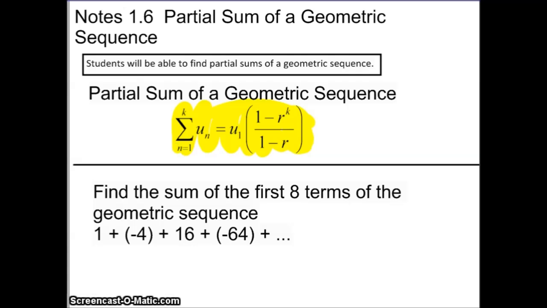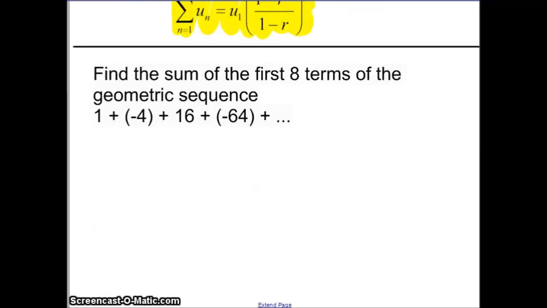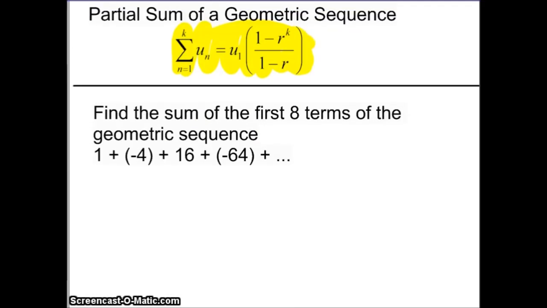And the first example, all right, so I'm going to need two things to plug in. Actually, I need three things to plug in to the formula that I'm given. I need to know u sub 1, I need to know the common ratio, and I need to know how many terms, or what's the last term that I'm adding up, the k. All right. So for this problem, u sub 1, the first term, is 1.